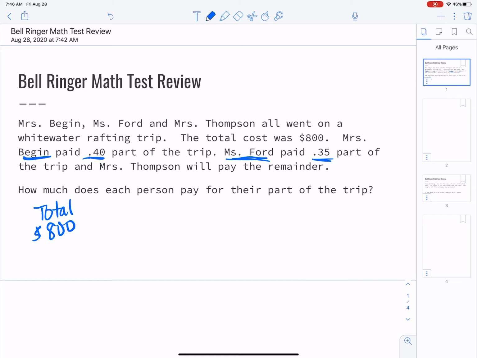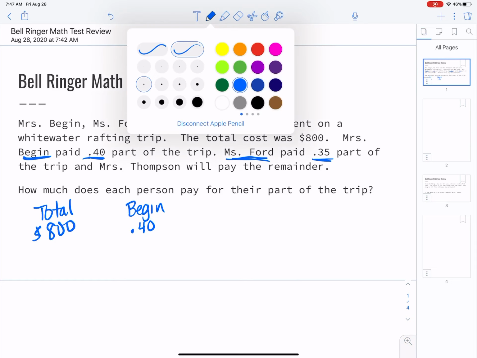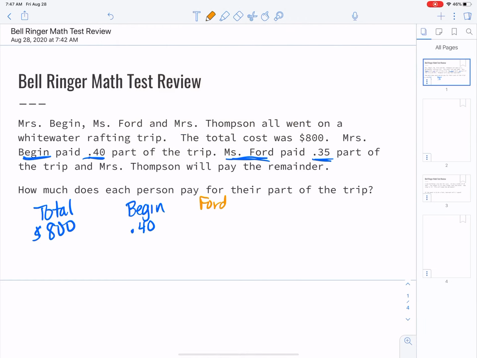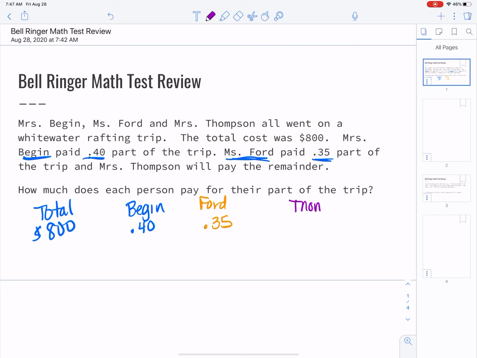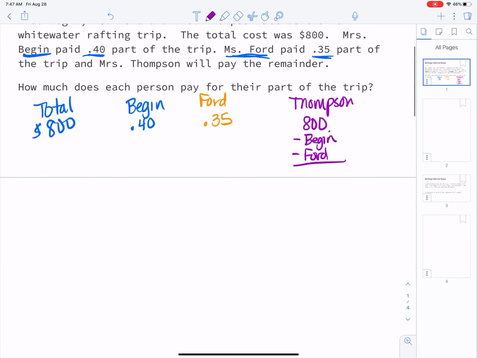So in order to figure these out, I have to figure out Began's part. She paid 0.40 part. Miss Ford paid 0.35 part, and Miss Thompson pays whatever's left. And we find that by going the total minus Miss Began's part and minus Miss Ford's part. Okay? So let's go solve.